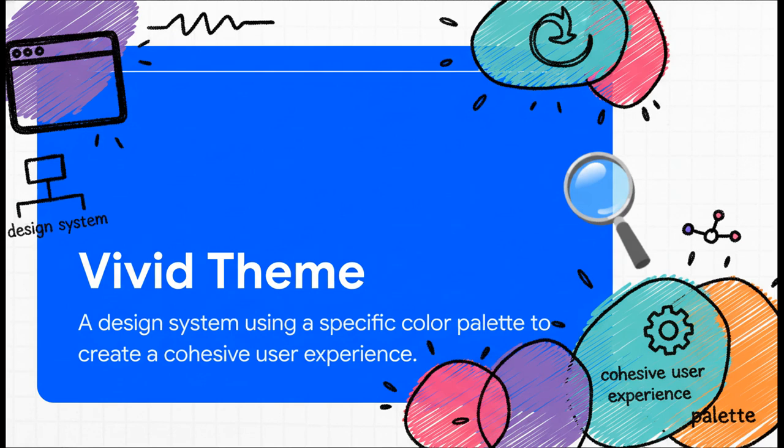Now, when you take a whole bunch of these style rules and put them together, you get what's called a theme. For this app, the code actually calls it the Vivid theme. It uses this specific palette, this purple, teal, pink, and orange, to create a really consistent look and feel across the entire application. And this isn't just about making things pretty. It's a whole design system that makes the app feel cohesive and honestly just more enjoyable to use.